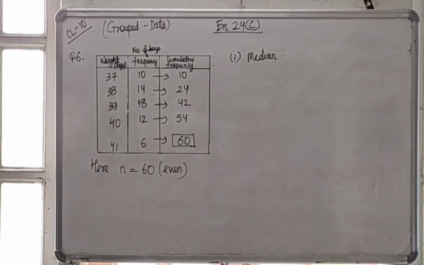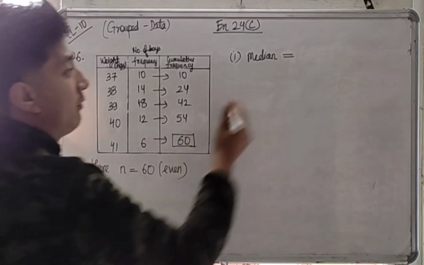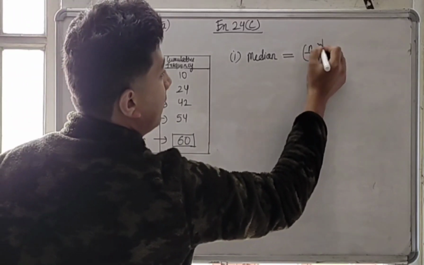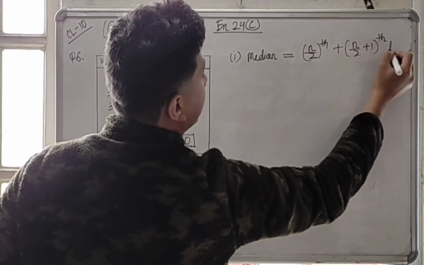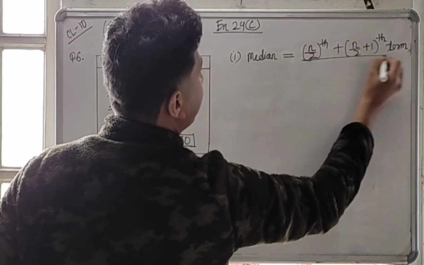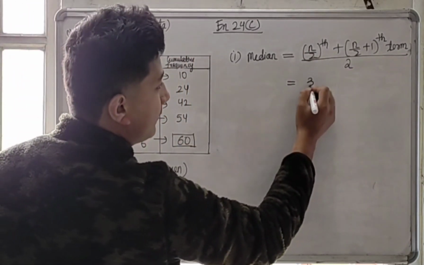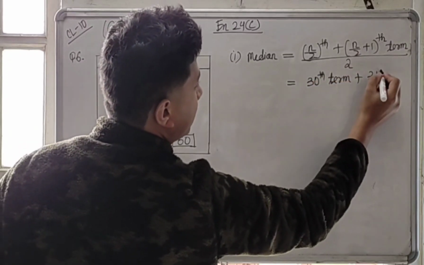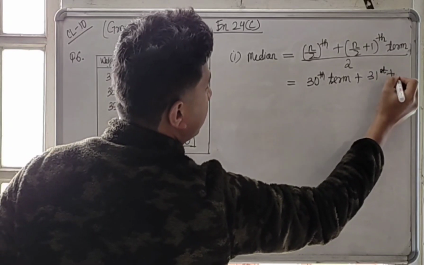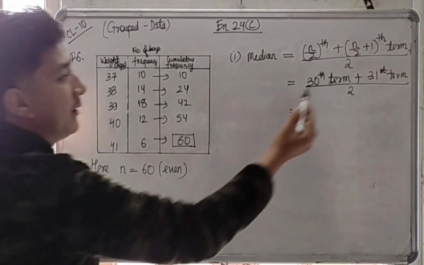So hence now we need to use the formula when n is even. Median: the formula to find the median when n is even is given by the (n by 2)th plus the (n by 2 plus 1)th term, or observation, whole divided by 2. N is 60, so 60 by 2 is the 30th term, and plus 1 will be the 31st term, divided by 2.